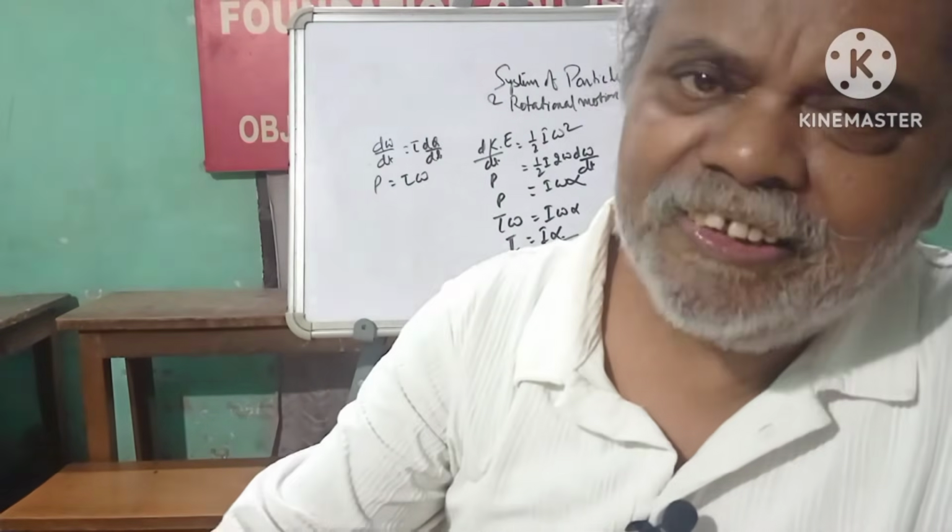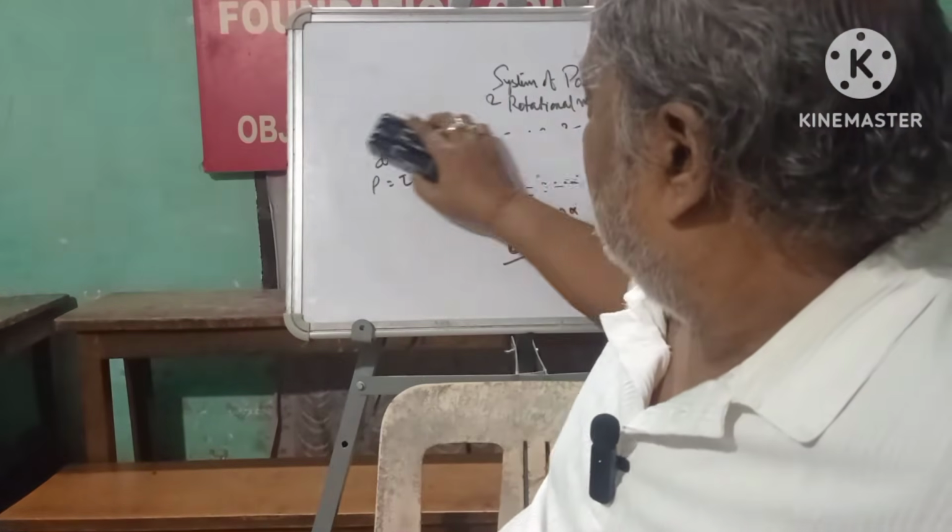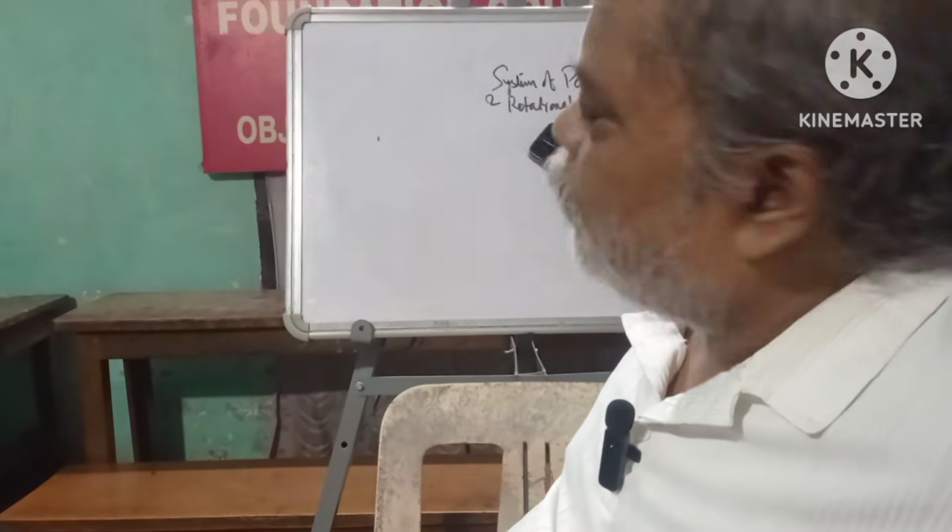Now, a most interesting thing has been explained in your book: angular velocity is a vector quantity. For a body rotating about a fixed axis, the angular velocity vector lies along the axis of rotation.